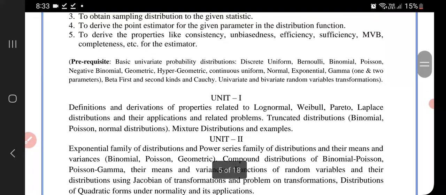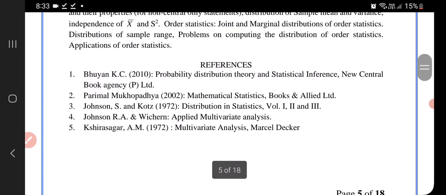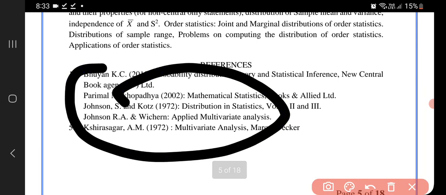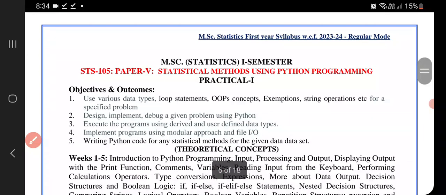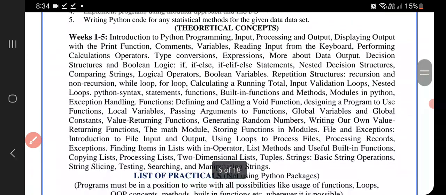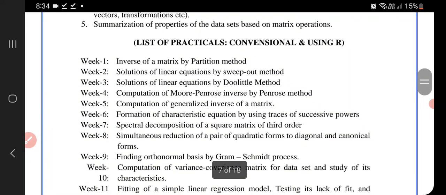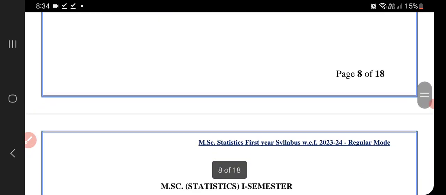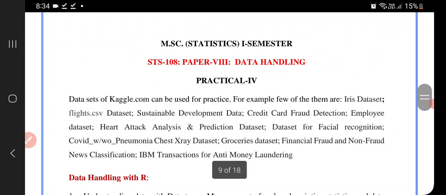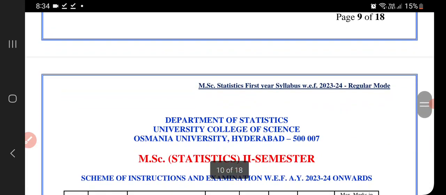Here you can see the units, unit 1, 2, 3, and also the references are given for every subject at the bottom. Here you can see for practicals how many practicals you have and in how many weeks you can complete all those practicals. It is also given in a very feasible manner, time-wise, each and everything, so that you can see.